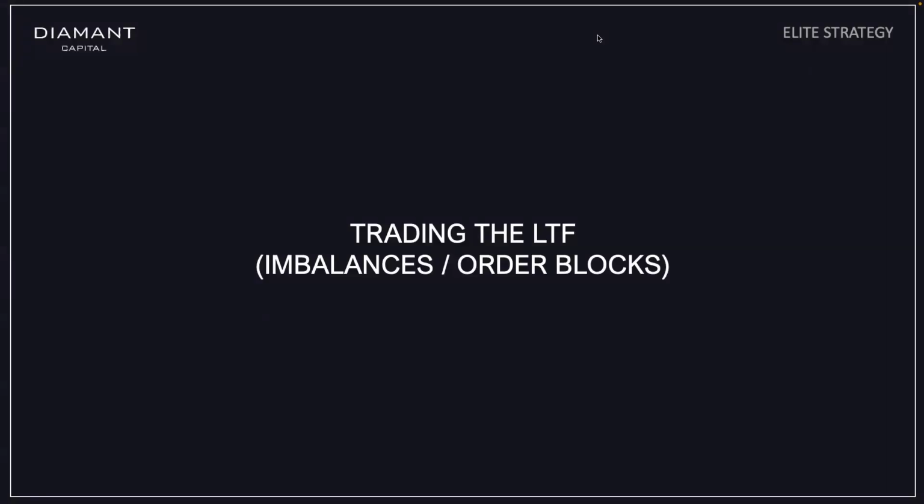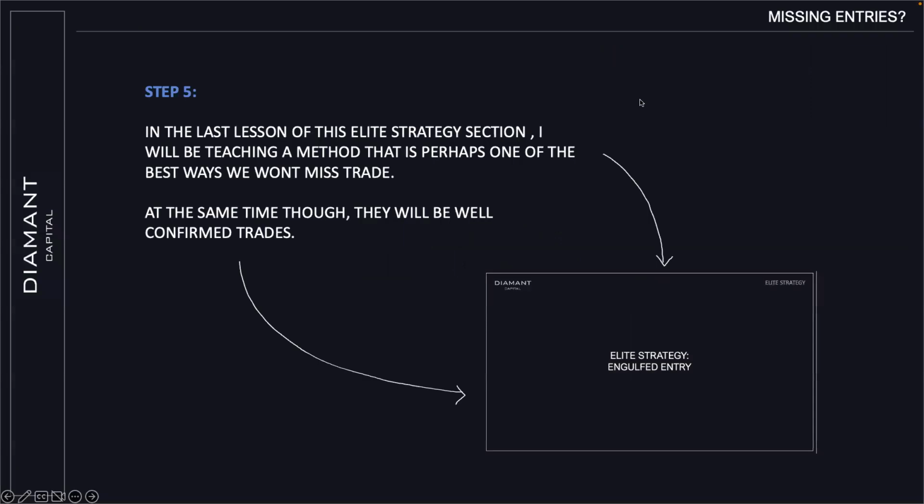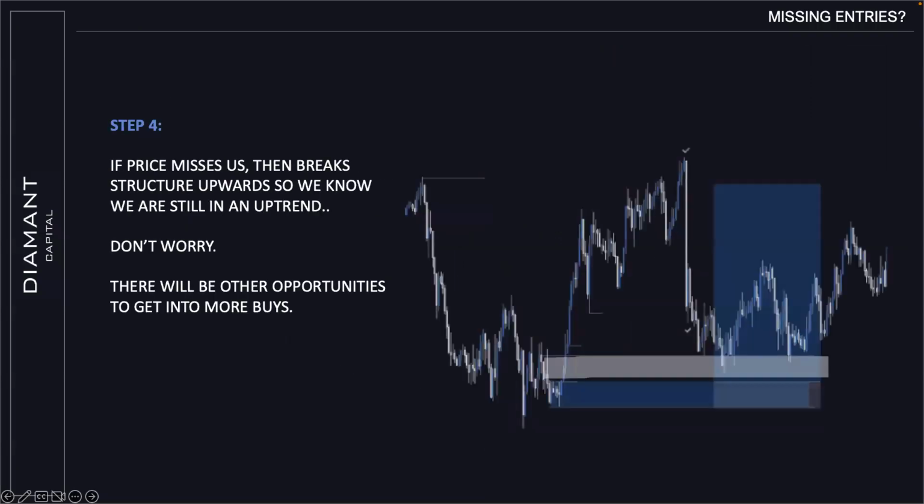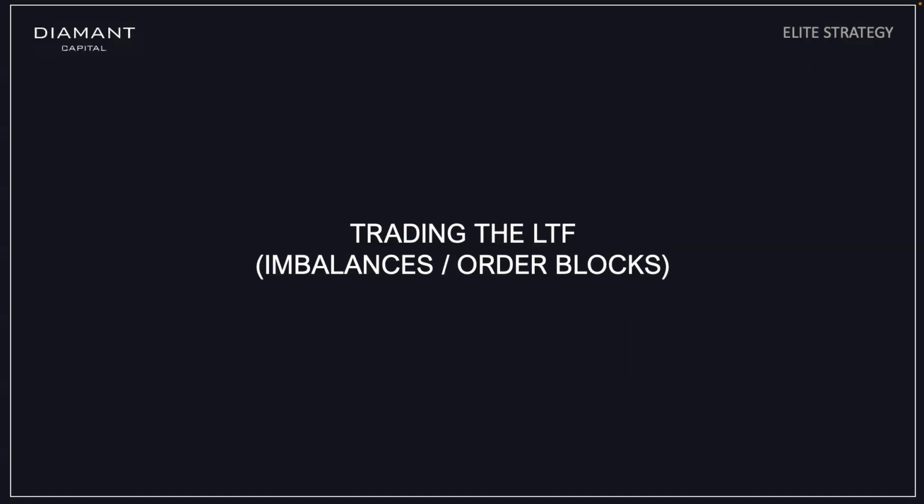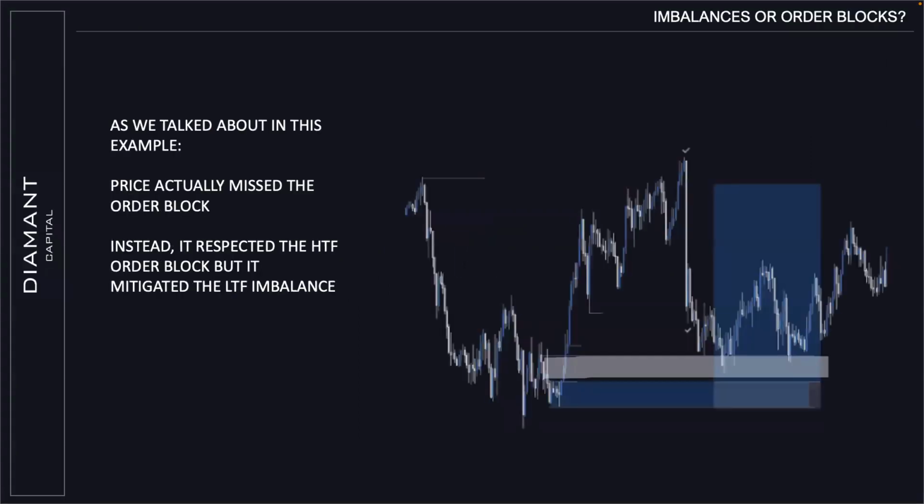In this one, it's definitely one that I know has been quite highly anticipated, especially trading on the lower time frames. Now, moving on from that last video where I quickly mentioned that last step, this one right here, we're going to be talking about imbalances and how to actually use them. In this lesson, we're comparing using imbalances versus order blocks on the lower time frames. As we talked about in this example, price actually missed the extreme order block at the bottom.